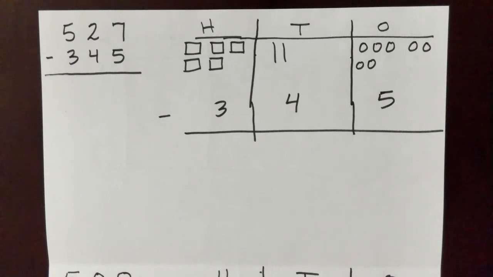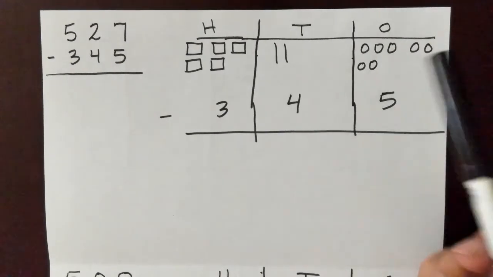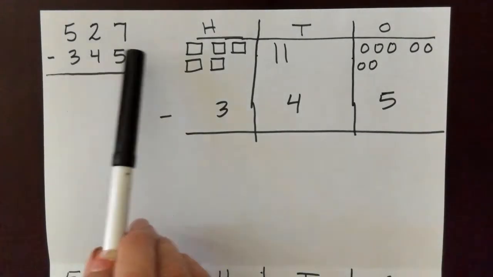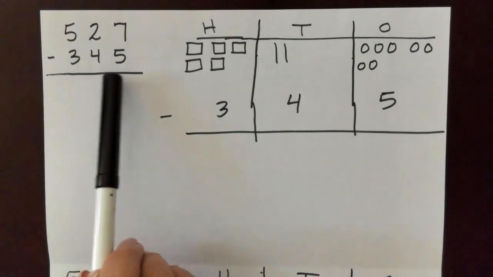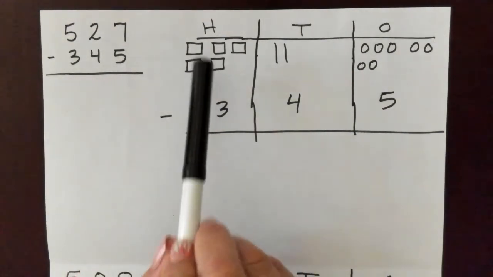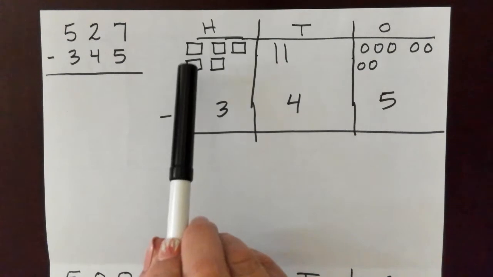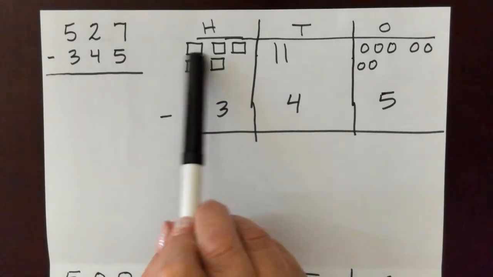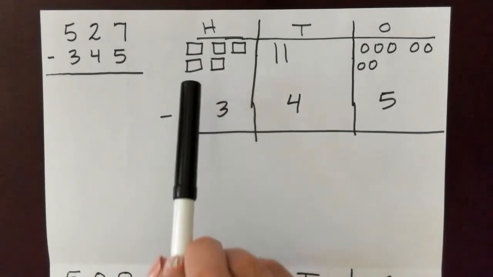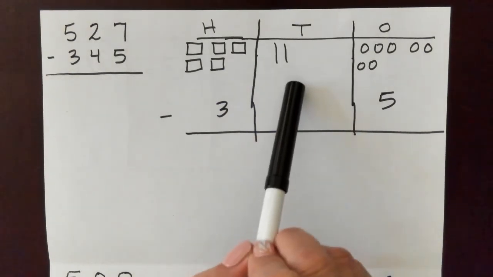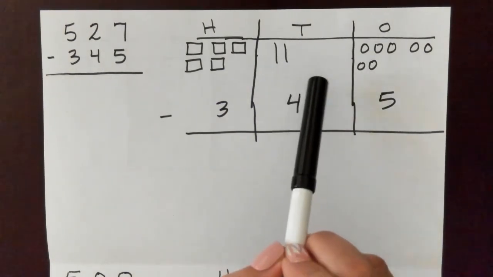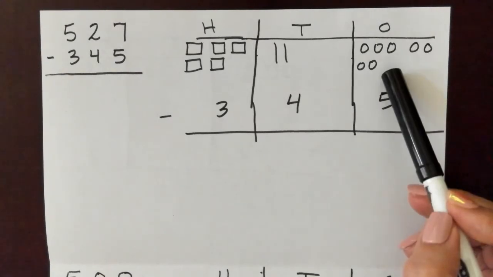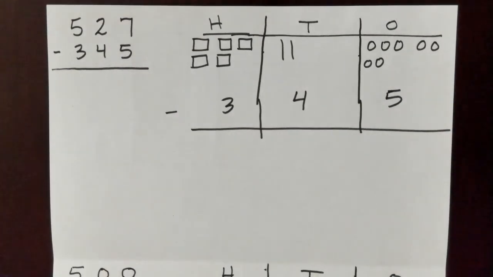Hey boys and girls, today we're going to learn how to subtract using pictorial models. As you can see here, we're going to subtract 527 minus 345. Remember in the last video I told you about representation? Well, this rectangle represents hundreds. These tally marks, or vertical lines, represent the tens, and these circles represent ones. Okay, so let's get started.